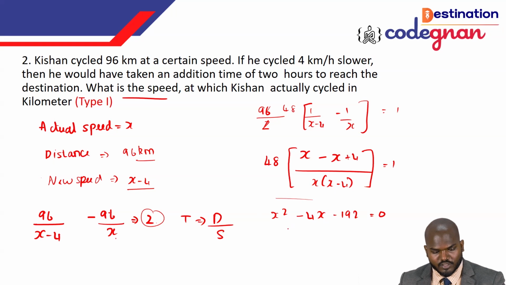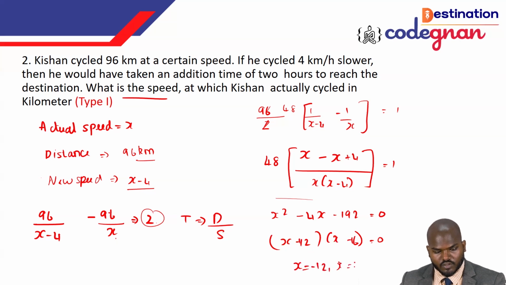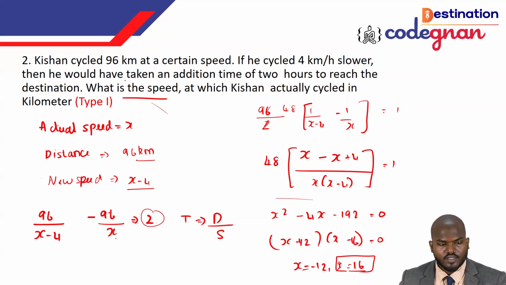So probably we can say x plus 12 times x minus 16 is equal to 0. So x is equal to minus 12, and the other x is equal to 16. The positive value we have to take always. So the actual speed, x is equal to 16 kilometers per hour, is the answer of this question.